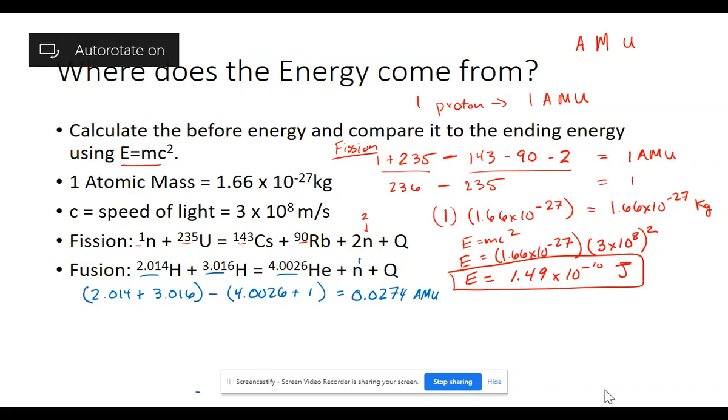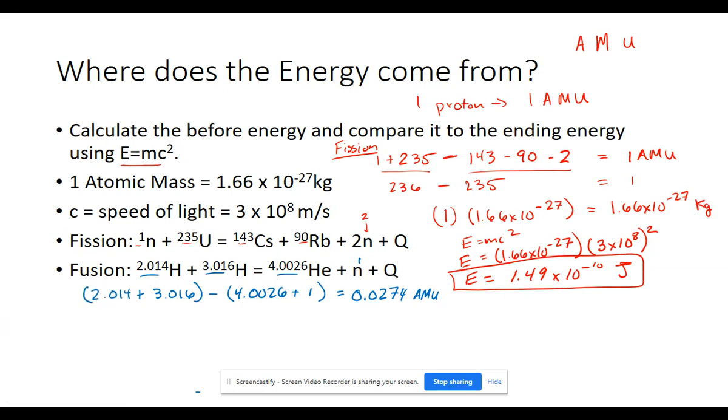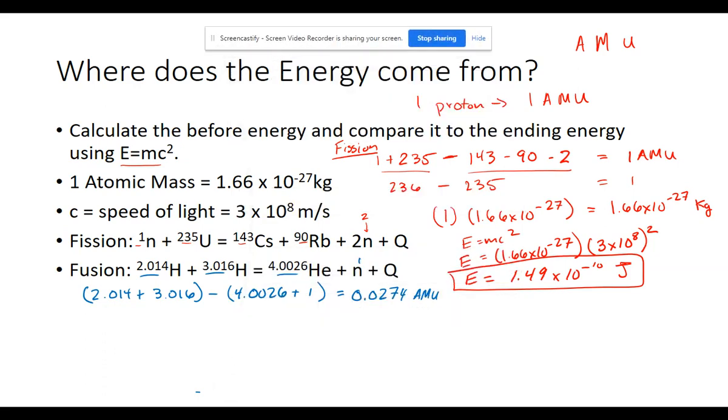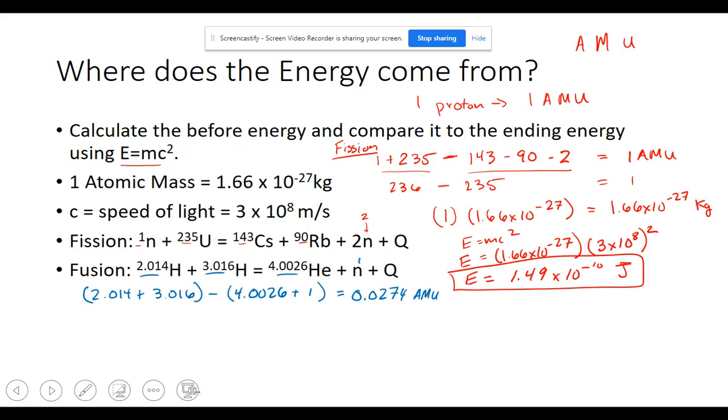All right, here we are back. Sorry about that. Just got a little bit messed up. So anyway, we have 0.0274 AMU. So now we got to change that into kilograms. So first up, take our mass here. 0.0274 AMUs. Each one of those AMUs is 1.66 by 10 to the negative 27 kilograms.